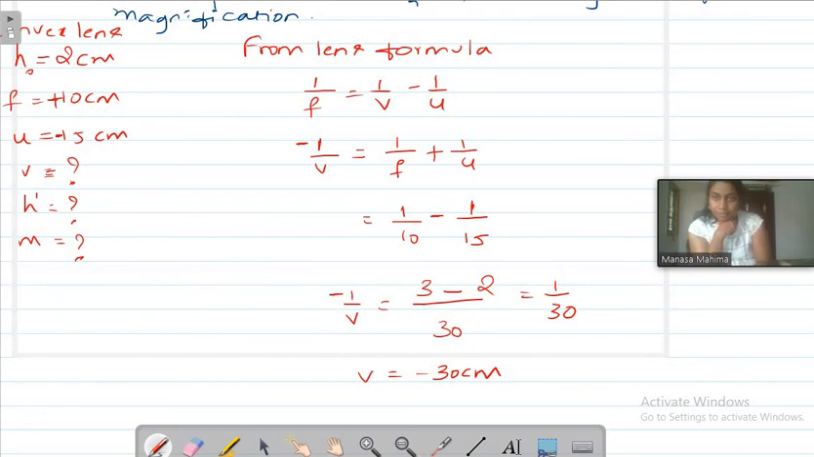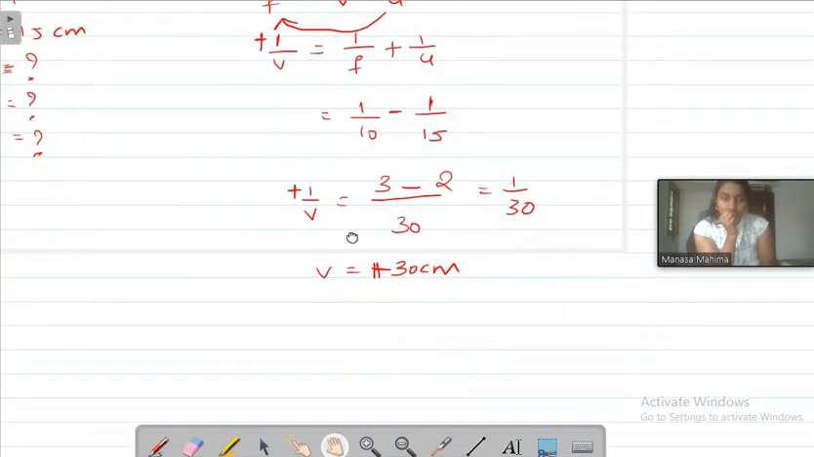Okay, this is the position. Here we have to take positive, right? Sorry, we had to consider 1 by v, since we are keeping 1 by v like that, and moving this 1 by u to this side. So v is plus 30.